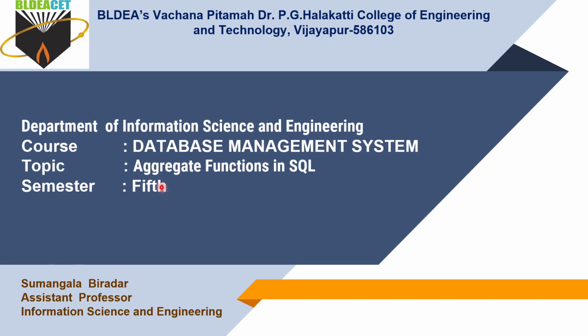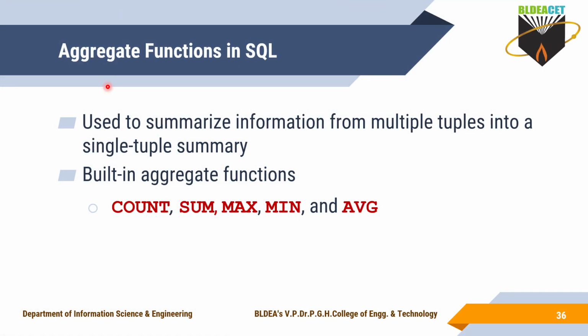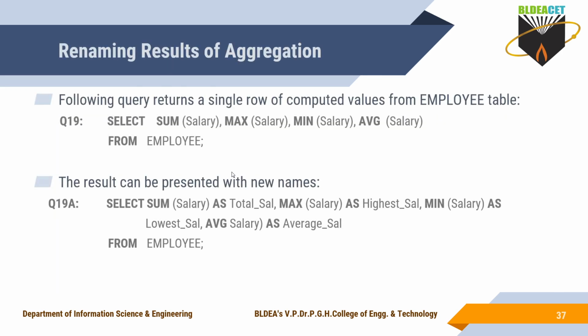Welcome back. In this video, let's discuss aggregate functions in SQL. Aggregate functions are used to summarize information from multiple tuples into a single tuple summary. The built-in aggregate functions are count, sum, max, min, and average. You can also rename the result. What result will you get for the aggregation?